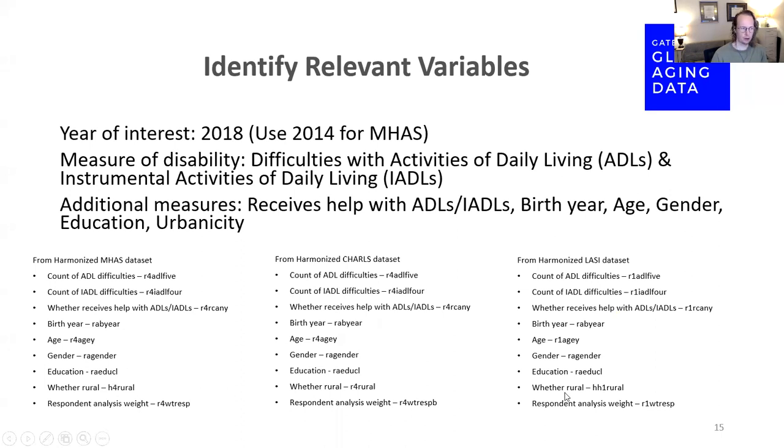I think the urban-rural divide is important both in middle income and high income countries. So we're going to include an indicator of urbanicity, which might be important. And then the last thing we're going to include is our analysis weights.